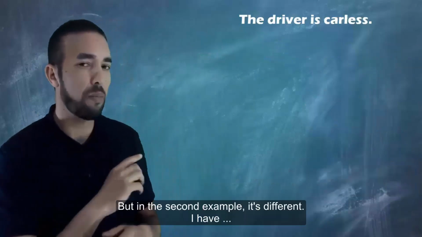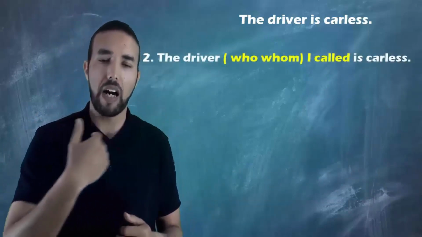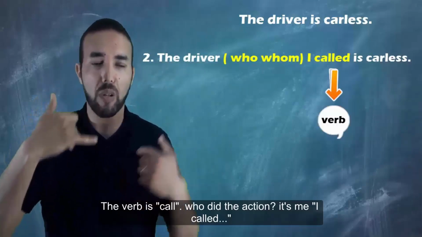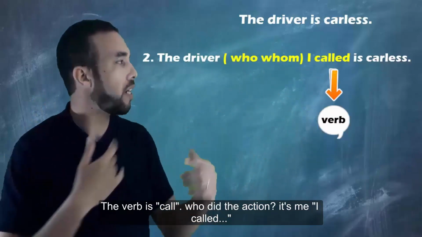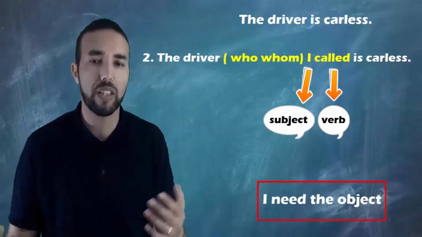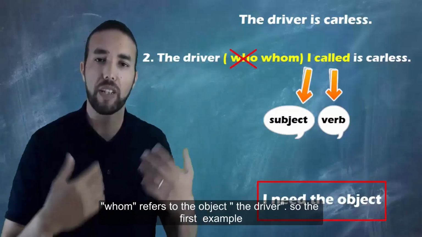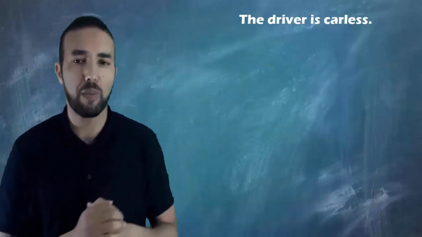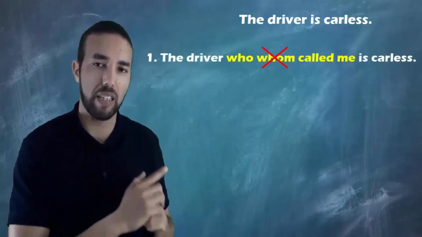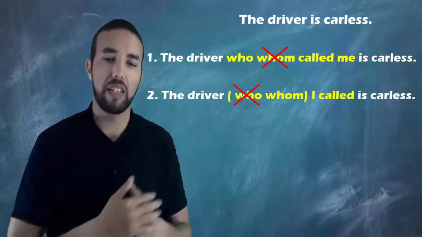But in the second example, it's different. I have the driver who or whom I called. The verb is call. Who did the action? It's me. I called the driver. So I have a subject, I, and I have the verb, and so I need an object, and the object is whom. Whom refers to the object, driver. So the first example we say the driver who called me is careless. The second example we say the driver whom I called is careless.